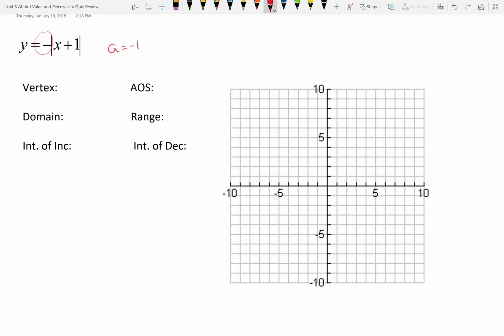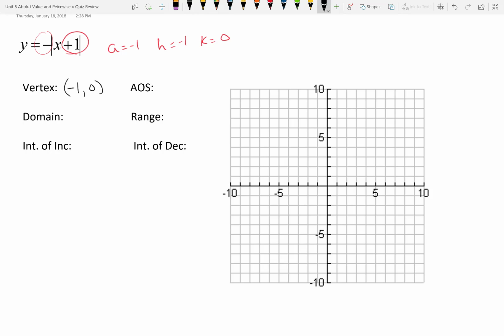And we'll also identify that h, in this case, equals -1. K, since there is no number at the end, equals 0. So we can locate our vertex easily at -1, 0. Let me actually change colors here. This is too much red. -1, 0. That's where our vertex is.